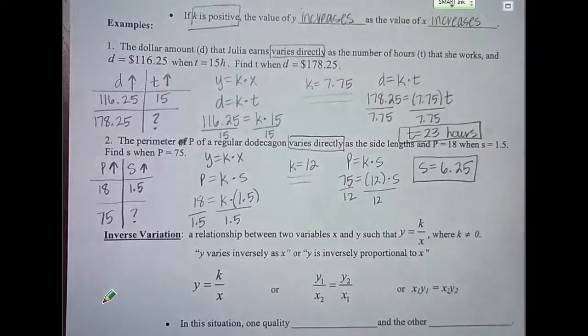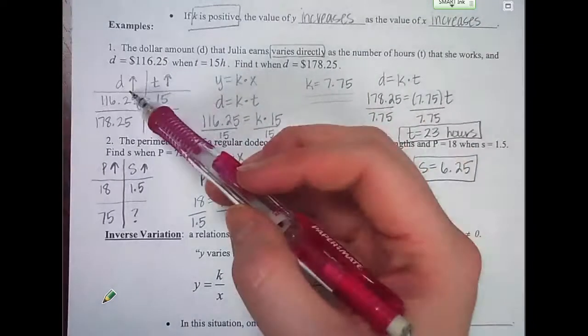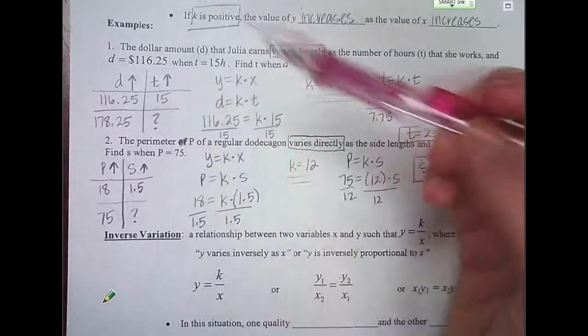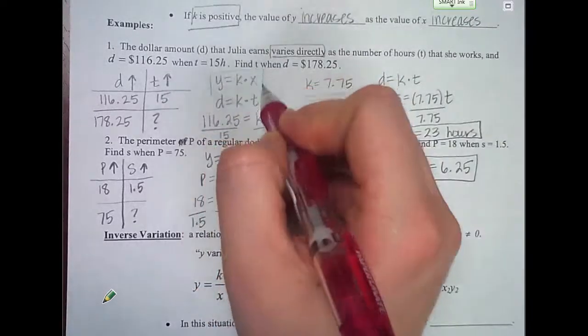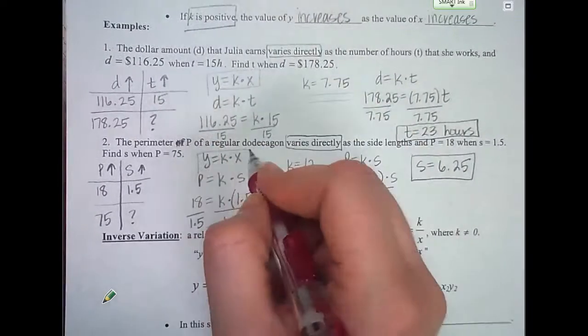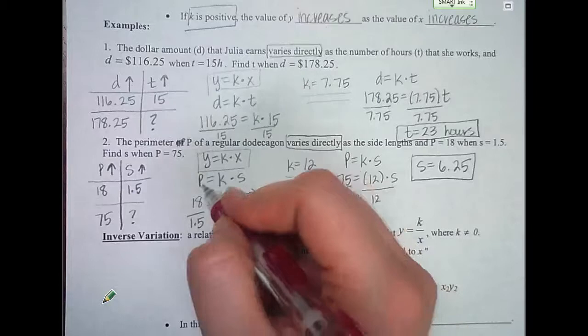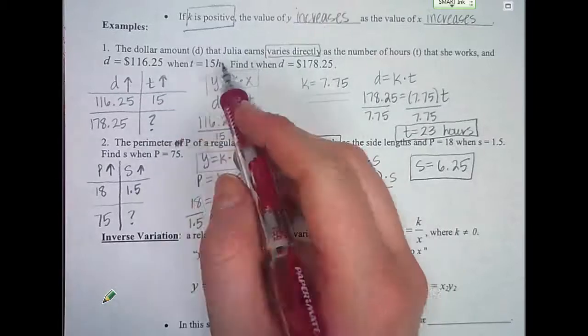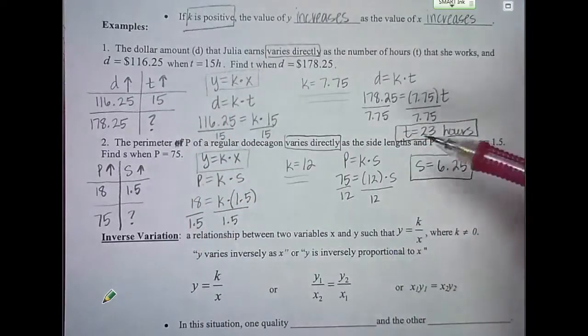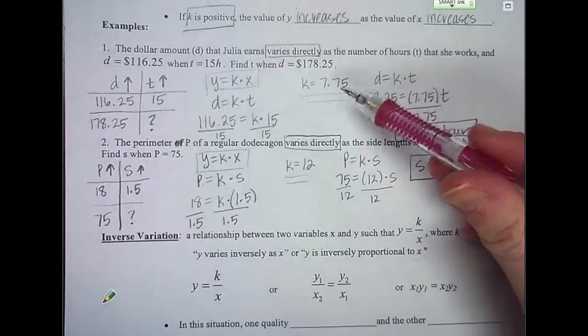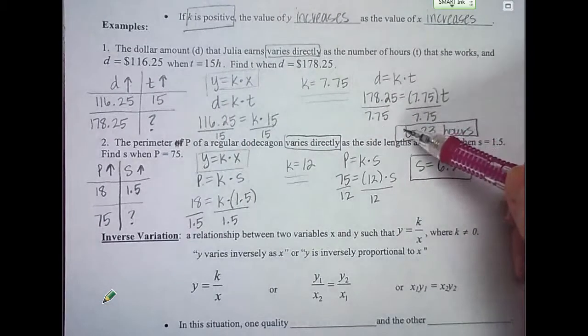So that's direct variation. One increases, the other increases. You use this equation, y equals kx, input the variables that you're using, like perimeter inside or dollar amount in time, and find the k. And then use that k to find the missing variable.